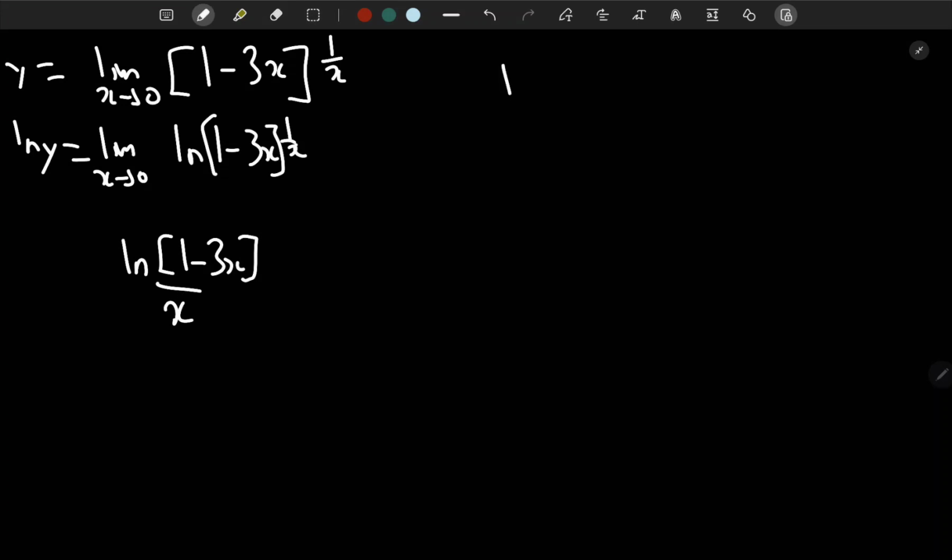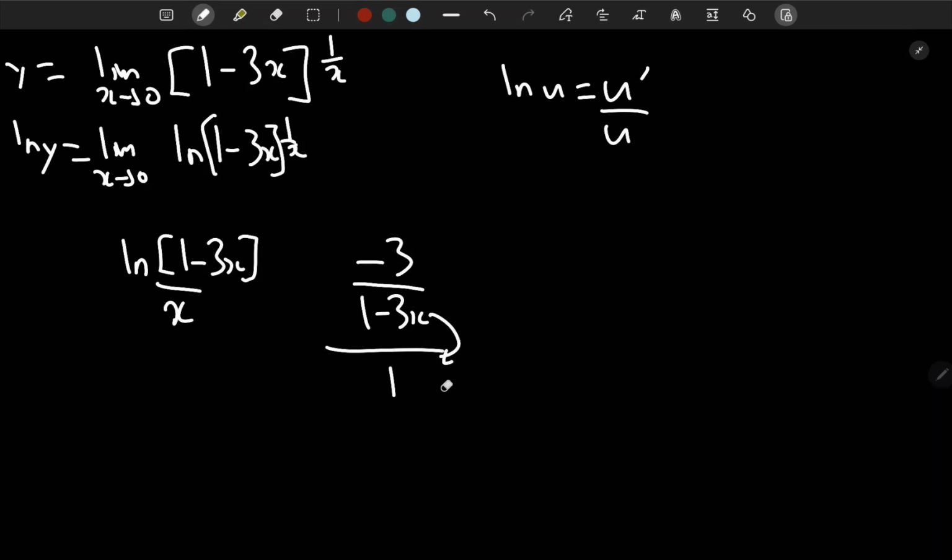The derivative of ln u is u prime over u. So here, what's the derivative of the brackets? It's going to be minus 3 over 1 minus 3x, over x. The derivative of x is 1. And now just simply simplify this. So I'm going to take this down. It's going to become 1 minus 3x, and minus 3 is above.